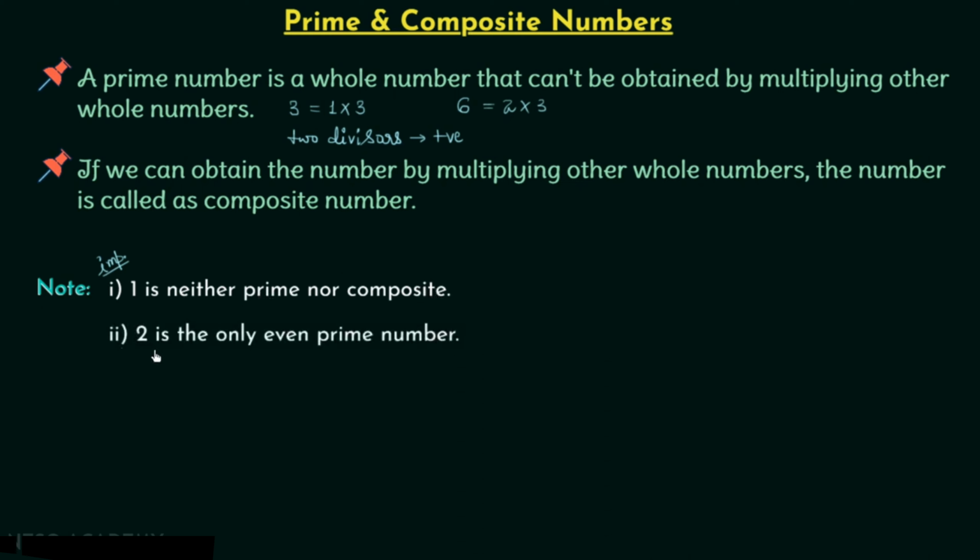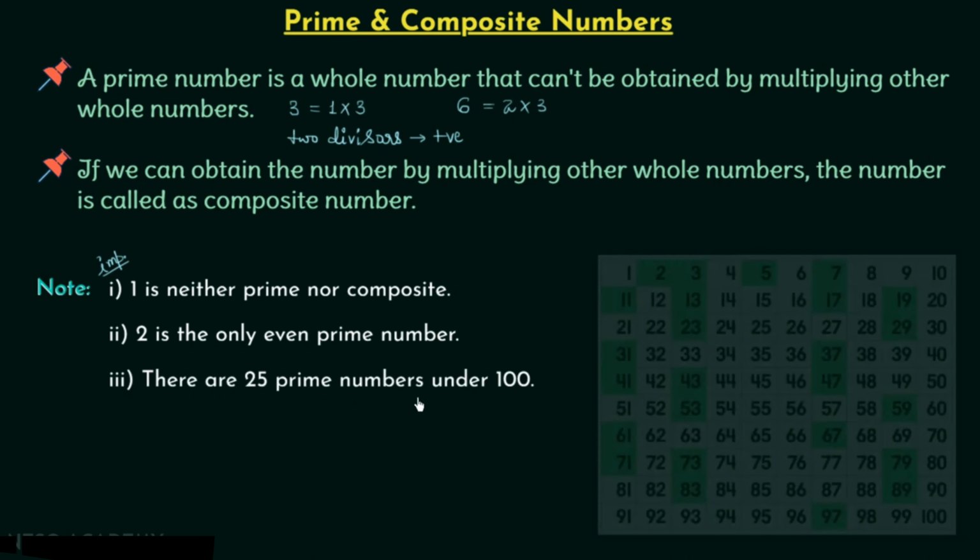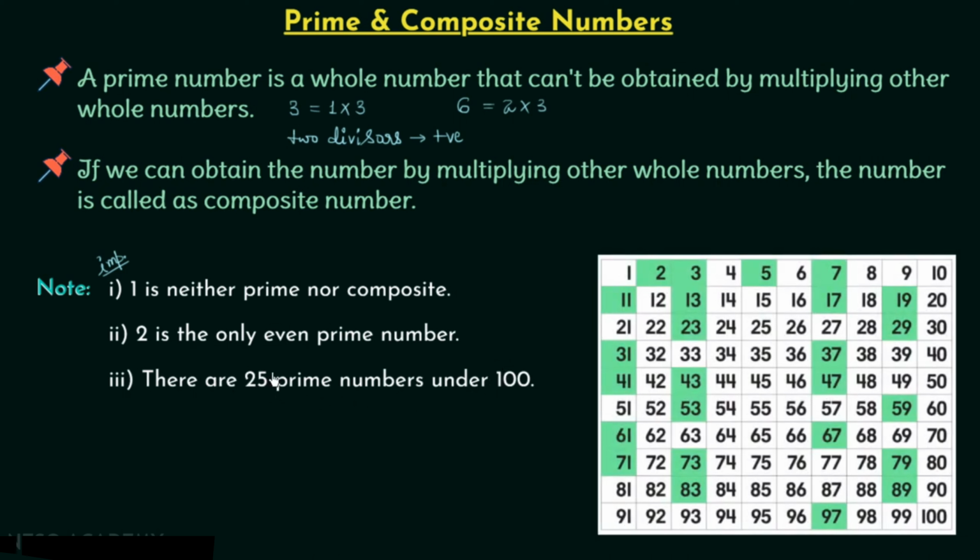Point number 2 is that 2 is the only even prime number. So out of all prime numbers, 2 is the only even prime number. Rest all prime numbers are odd in nature. Moving on to the third point, there are 25 prime numbers under 100. This is important because prime numbers up to 100 are asked in examinations. So you should have this table in your mind. All the prime numbers are highlighted by green color in this table. We have 25 of them, and when you observe, you will find only 2 is even and all the other prime numbers are odd.